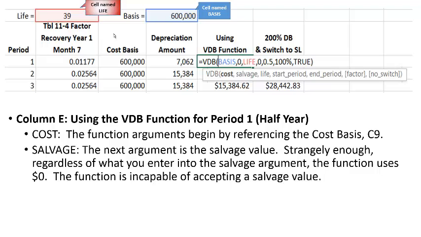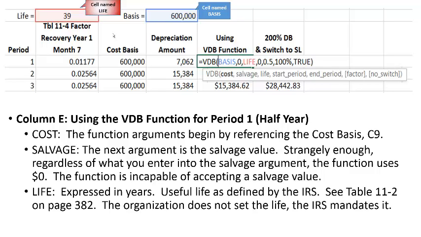Salvage, this is going to throw you for a loss here. The next argument is the salvage value. Strangely enough, regardless of what you enter into the salvage argument, the function uses 0. The function is incapable of accepting a salvage value.